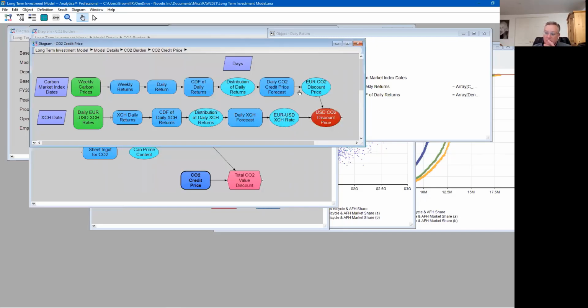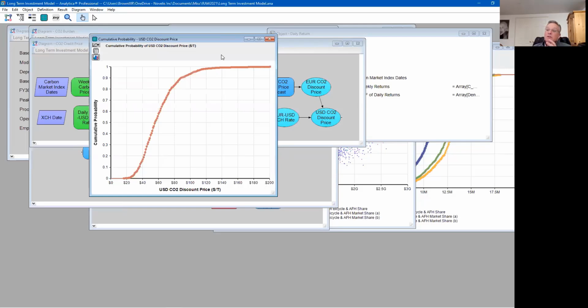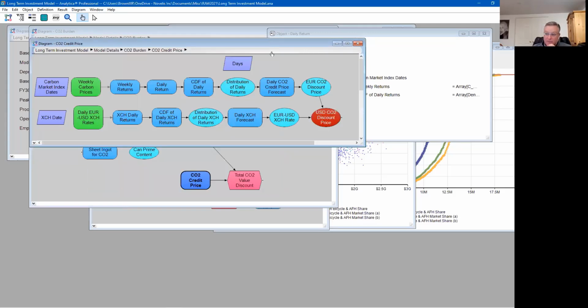So when I now multiply these two distributions by each other, I get an overall dollar figure of $60 or around $61 per ton, and then a full distribution that could go out as high as $200 a ton. But the 80th percentile range is somewhere between, let's say, $90 a ton and a little bit higher, $36 a ton.